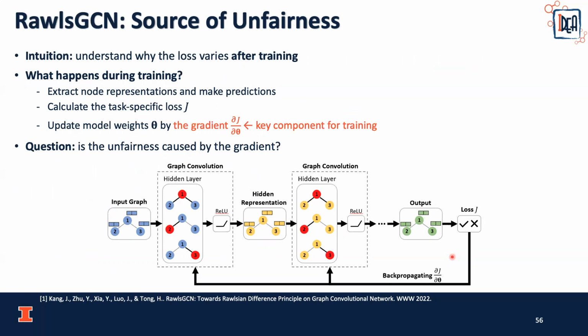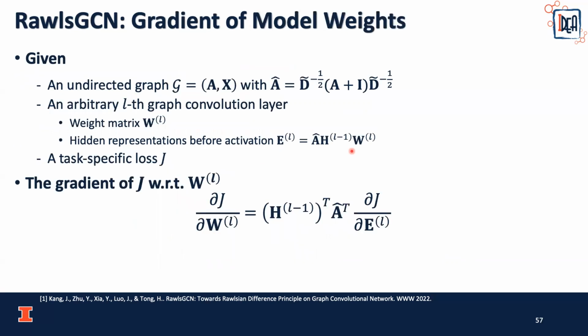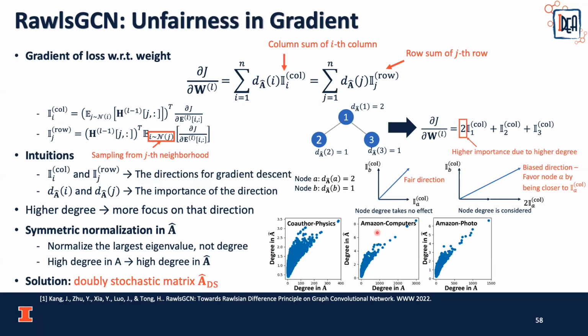By looking at how the GCN is trained, we can see that the gradient is the key component in optimizing the model parameters. So we're wondering whether such unfairness, or the varied loss, is possibly caused by the gradient with respect to the model parameters. And our short answer for this question is yes. Given this A hat matrix, the gradient with respect to the model parameters can actually be written as the matrix multiplication of these three different matrices. And with some mathematical derivations, the gradient can be further written as the linear combination of the node influence matrices weighted by the node degree in A hat.